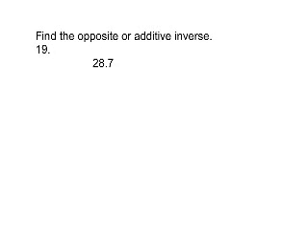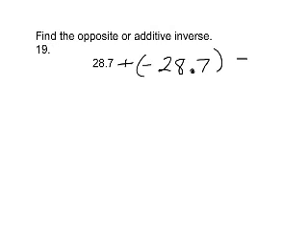Number 19, find the opposite or additive inverse. The additive inverse or opposite is the number that if you add it to 28.7 in this case would make it 0. So 28.7 plus a negative 28.7 will equal 0. So that's the opposite or additive inverse.